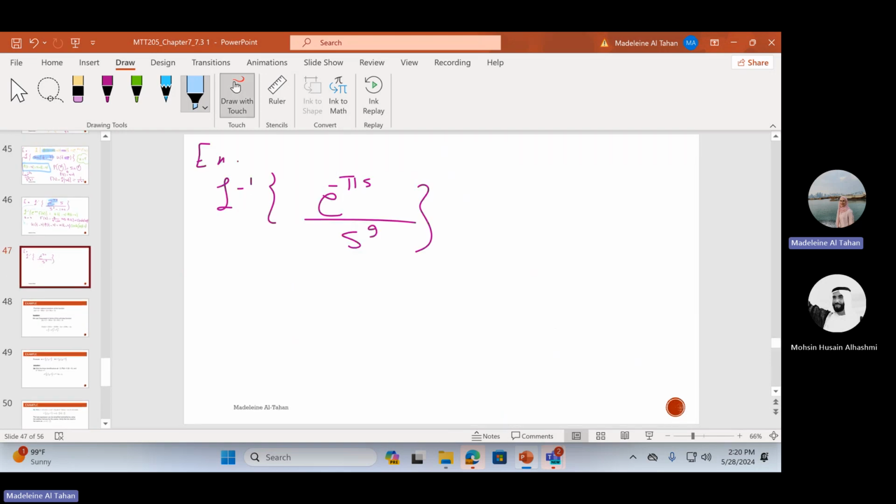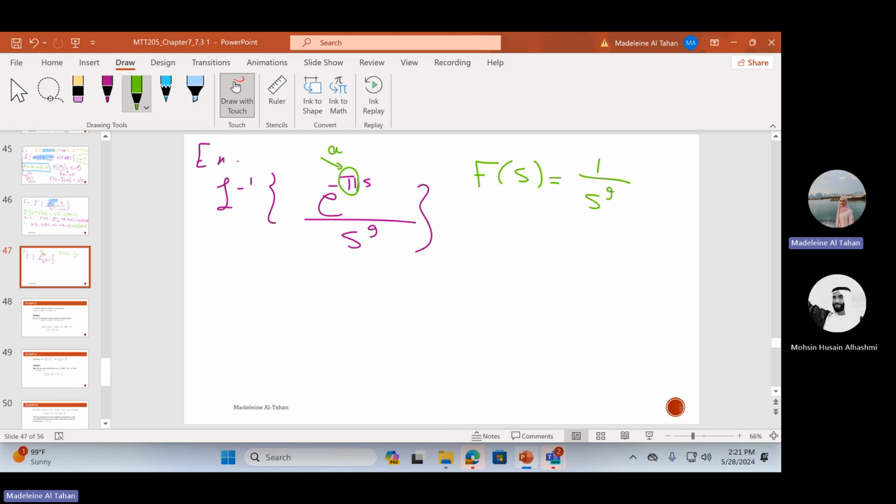Okay, what's our A here? Five. So all of us agree that it's five. Okay, so A is equal to five here. So this is our A, right? And f of s is what?